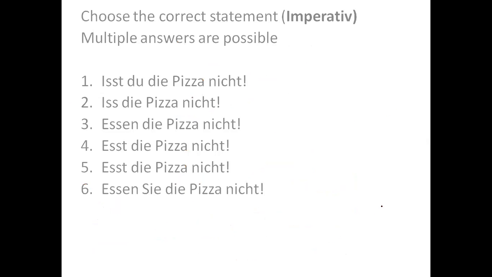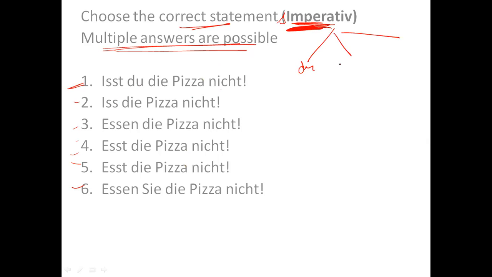Okay, now here you have six statements, one, two, three, four, five, six, and you need to choose the correct statements, right? Multiple answers are possible. You need to choose all the correct statements. So first statement it says iss du die Pizza nicht, and we need to choose the imperative, right? So in imperative, we already know I can make imperative only in three forms. One is du, second is ihr, and third is Sie.